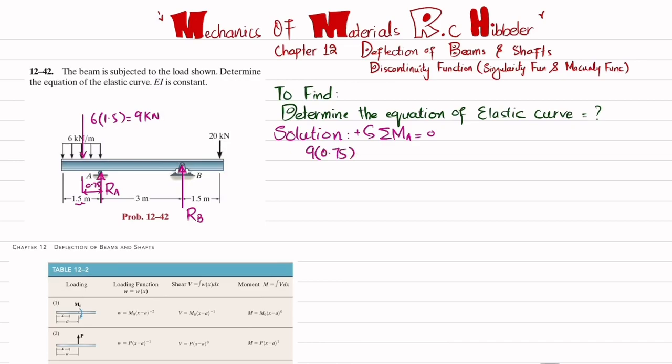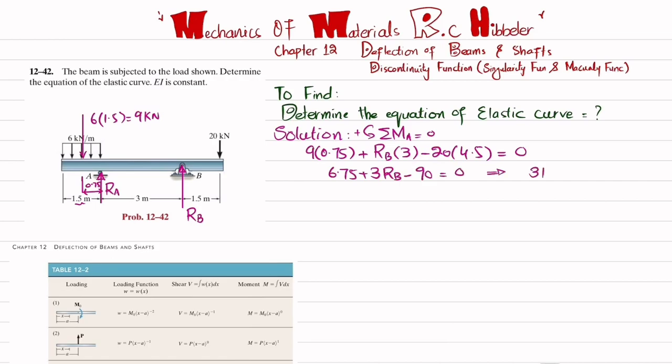The second moment produced at point A is RB into the perpendicular distance 3, and this is producing counterclockwise moment, so it will also be positive. So plus RB into 3. The last moment is produced by this 20 kilonewton at a perpendicular distance of 4.5, and this is producing clockwise moment, so it will be negative. So I will write minus 20 into 4.5, and the sum of all these moments about point A must be equal to 0. So from here you will get 6.75 plus 3 times RB minus 90 is equal to 0.